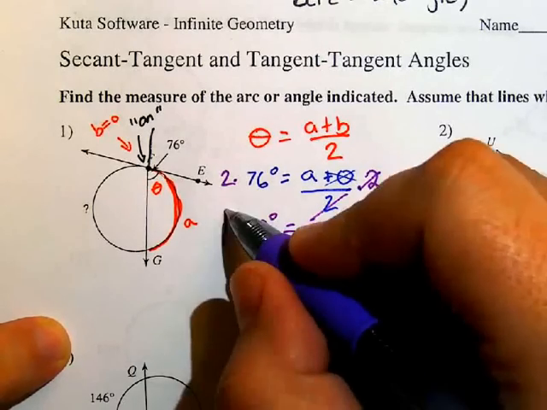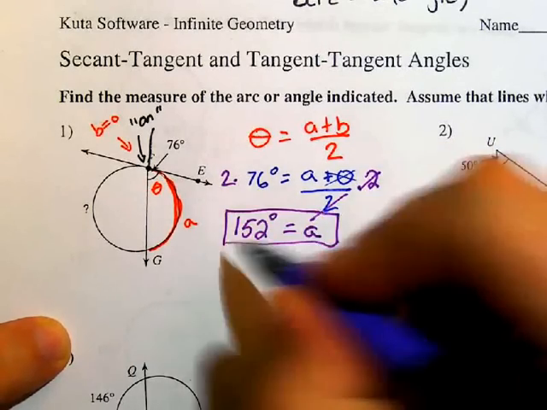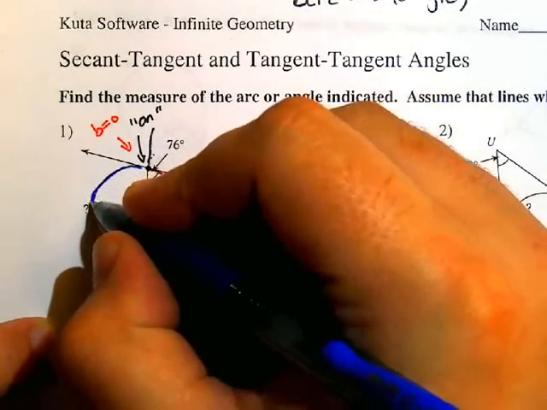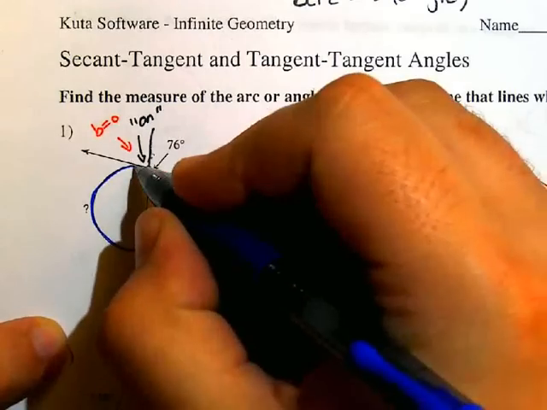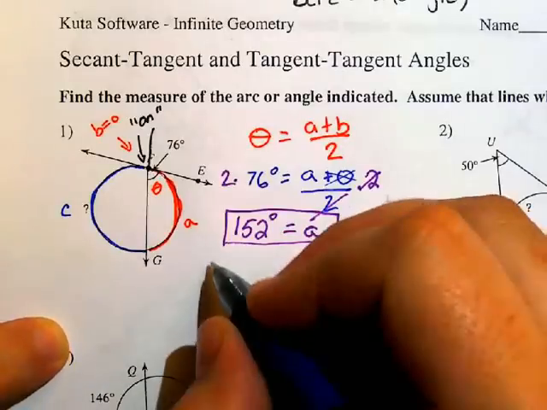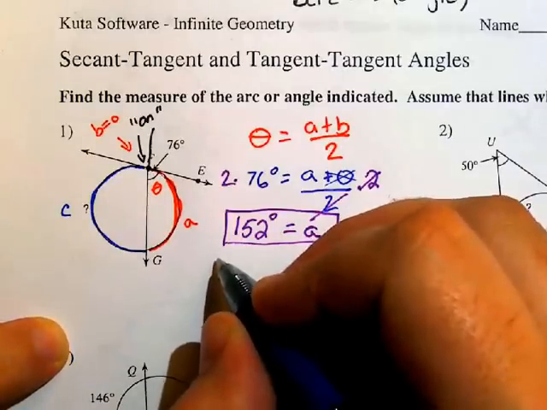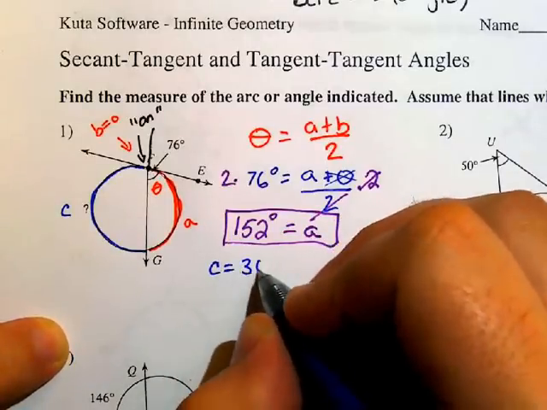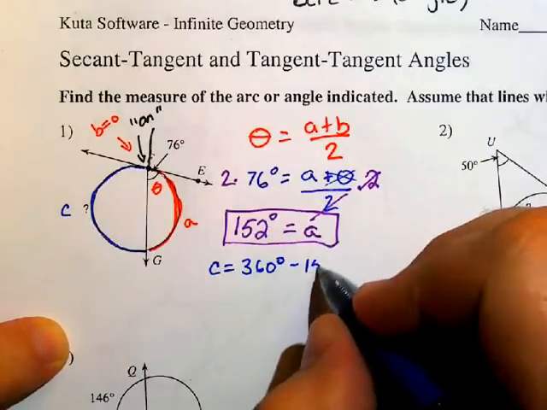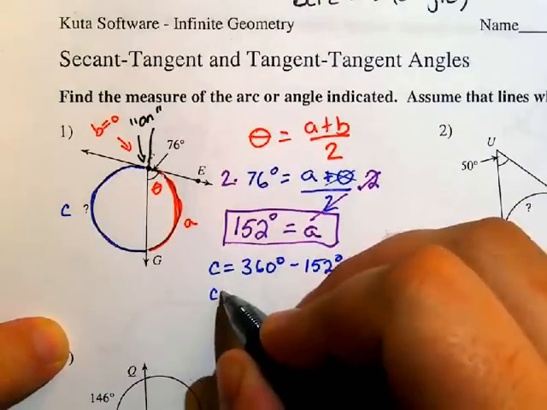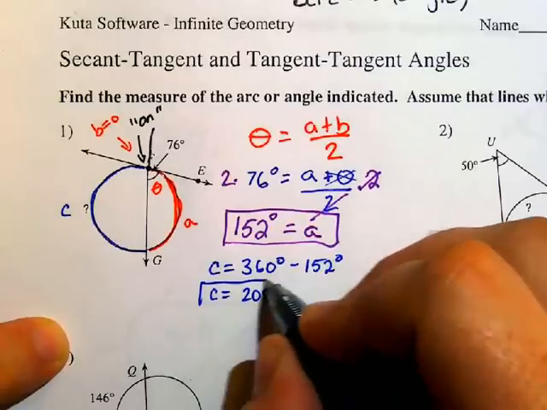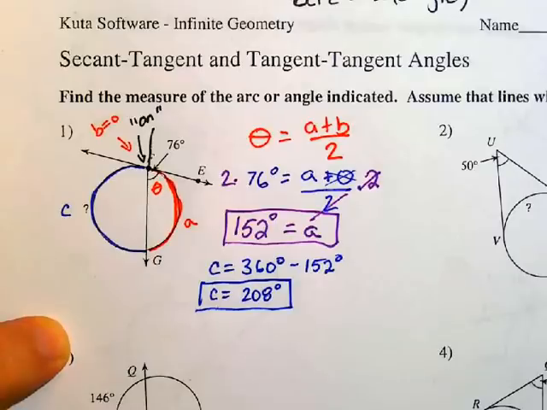So this is the arc. A is 152. But is that what they asked us for? No. On the back side of this arc, the reflex arc, that's what they asked us for. We'll call that C. So what we do know is that C should be equal to the whole circle, 360, minus the red portion A, which is 152 degrees. So C equals 208 degrees.